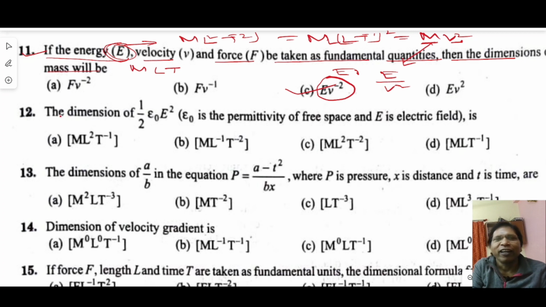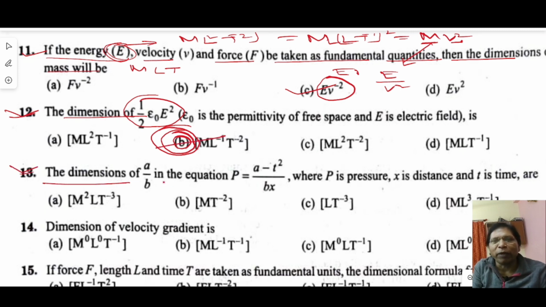Okay. Now question number 12. The dimension of half epsilon naught E square is the energy density. What is the dimension of energy density? The dimension of energy density is M L minus 1 T minus 2, so option B is correct.